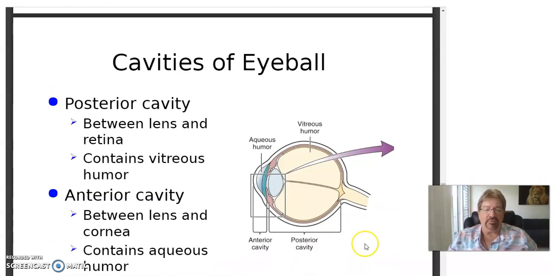Okay, there are 2 cavities in the eyeball. There's an anterior cavity and a posterior cavity. The anterior is between the lens and the cornea. Contains a watery liquid called aqueous humor. The posterior cavity contains a jelly-like material called vitreous humor.